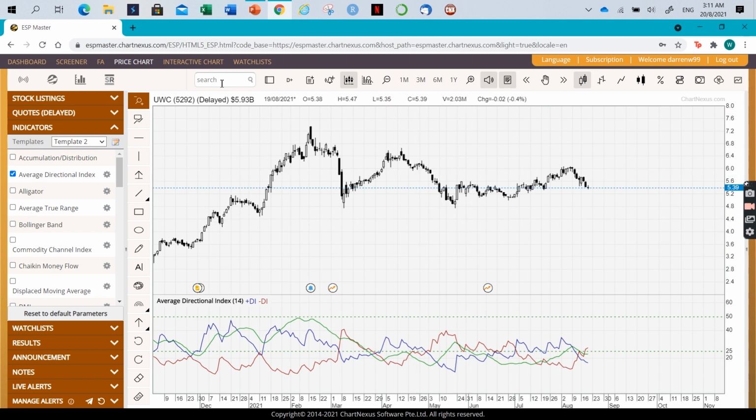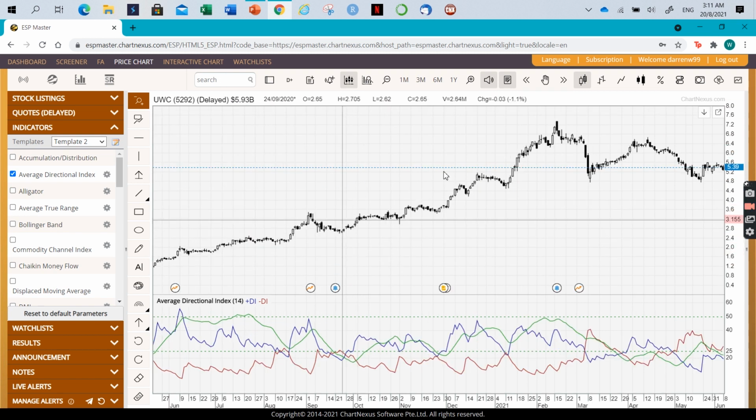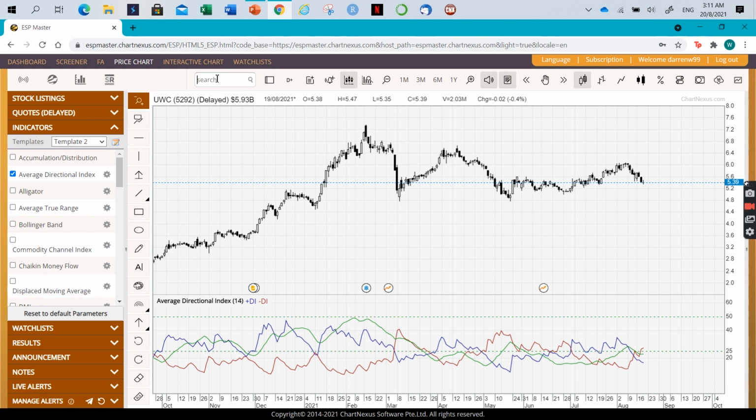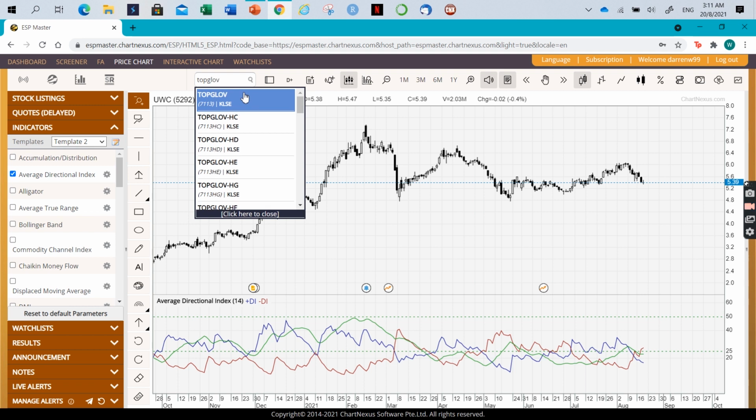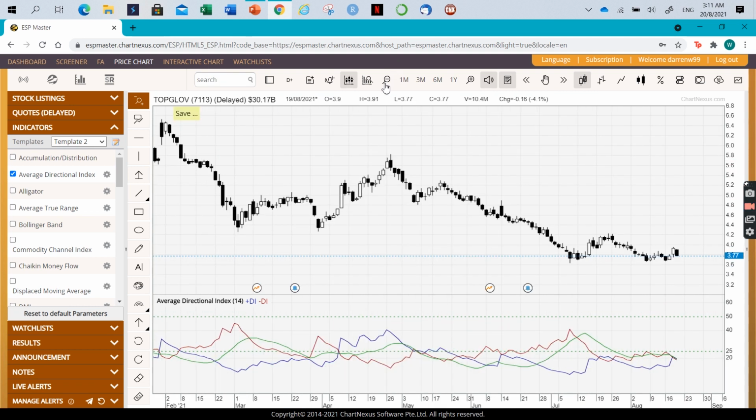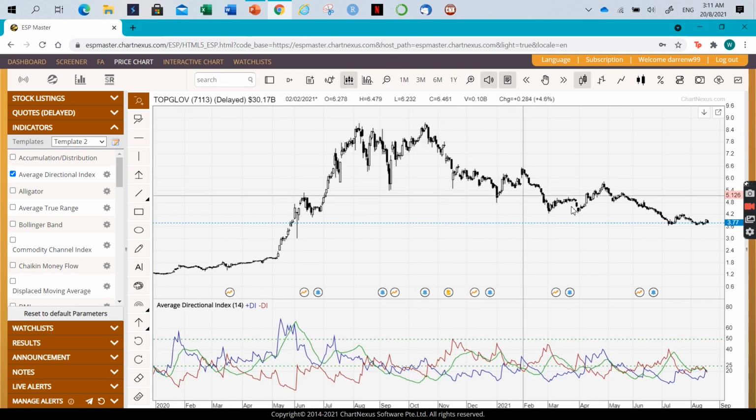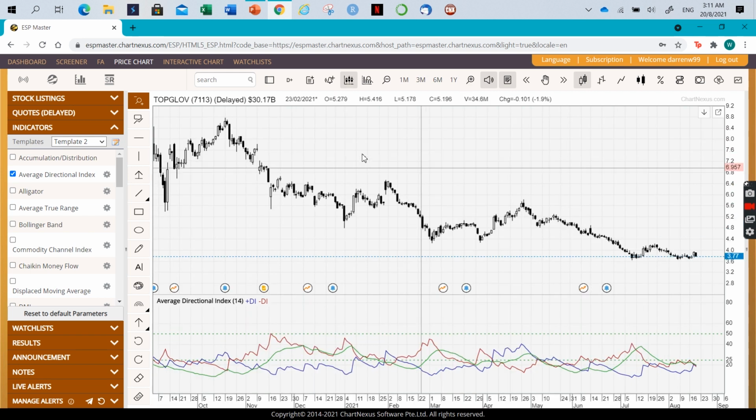All right, so let's look at another example. So for this one, that was an uptrend stock, so let's look at a downtrend stock. And what's been downtrending for the past few months is glove stocks. All right, so let's look at Top Glove. You can see during this downtrend, the red line was largely above the blue line.